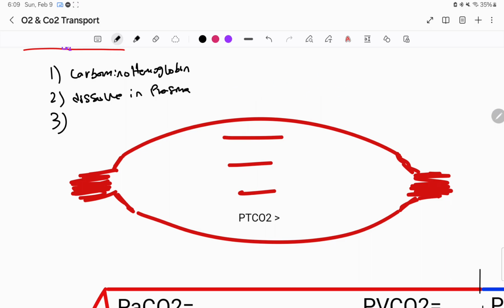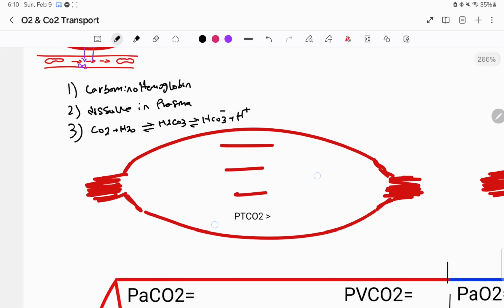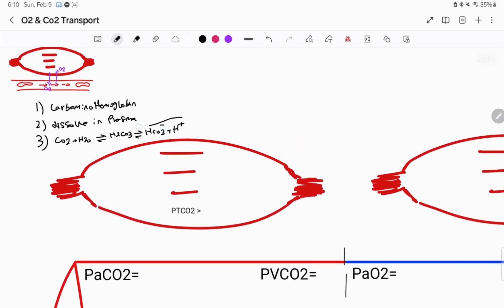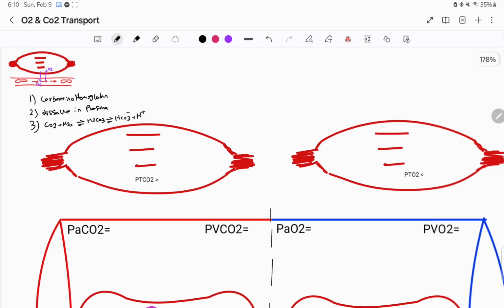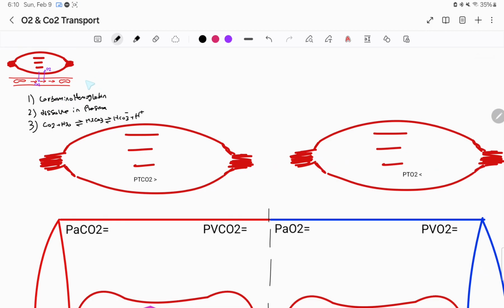So what does that look like? We're going to go through something like this reaction right here. CO2 plus water, in this reversible reaction, turns into carbonic acid, which is H2CO3, and that dissociates into bicarbonate and protons, okay? This is an extremely important reaction, and you're going to have to remember this, okay? We'll talk about this more and more throughout, so don't worry, it'll make sense. But this is how CO2 is transported, these three ways.